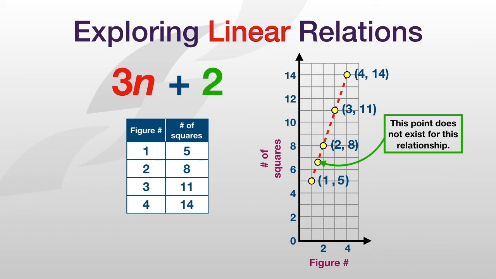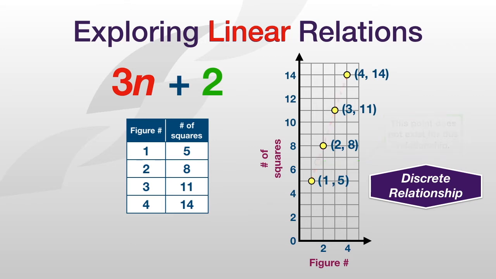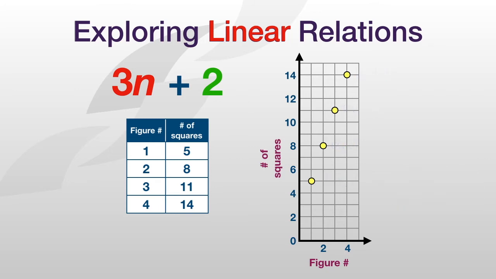Generally, if a context, like this visual pattern, has no meaning for points in between, it is called a discrete relationship. In a discrete relationship, we plot points, but we do not draw a line through them. Just as we made connections between the algebraic expression and the table of values, we can also make connections to the graph. Let's zoom in to one section of the graph.